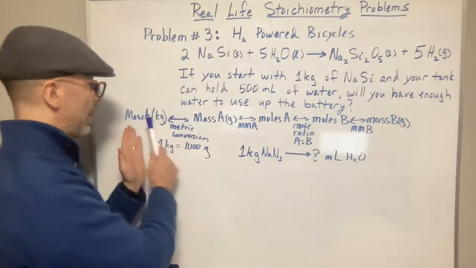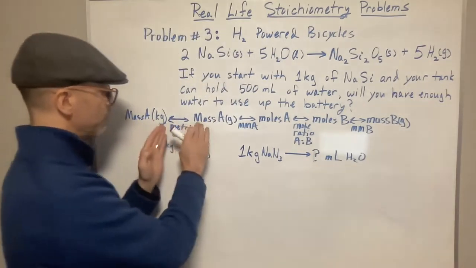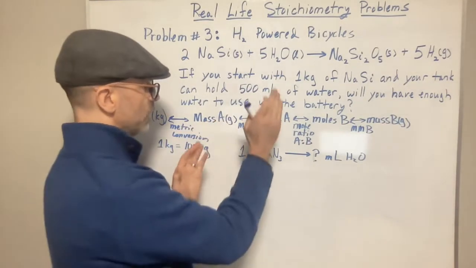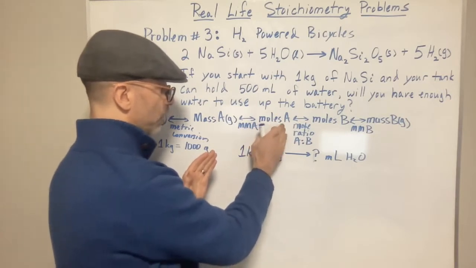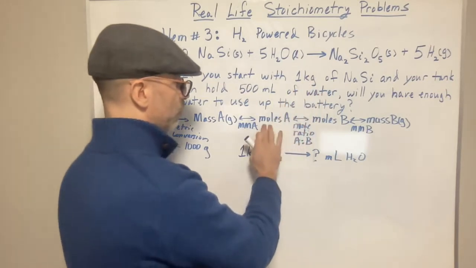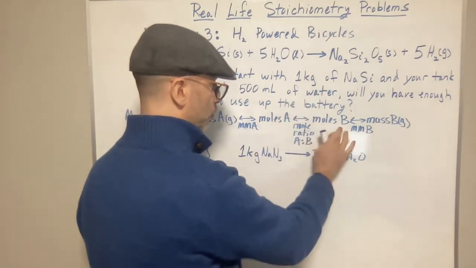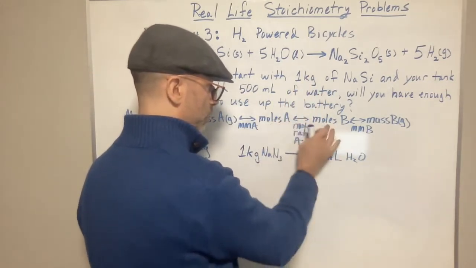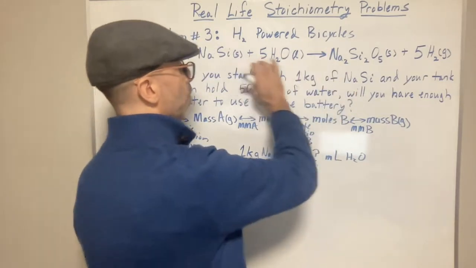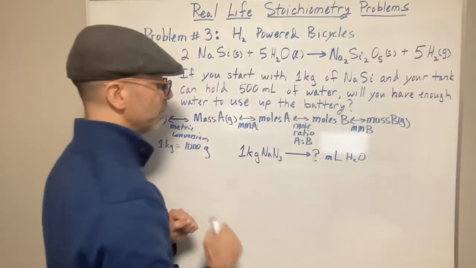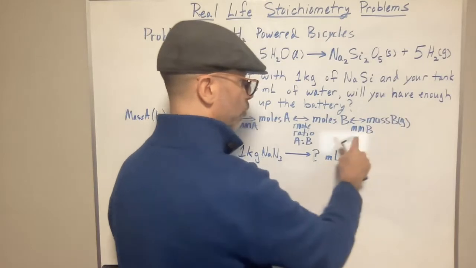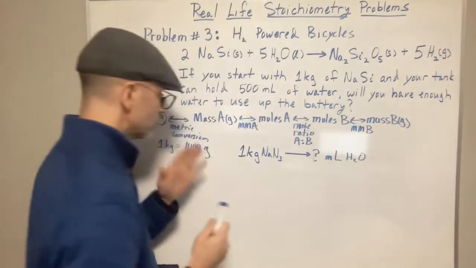As I was saying before, here we have our main highway: mass of A in grams converting to moles of A using the molar mass of A, and then moles of A converted to moles of B using the mole ratio of A to B in our balanced equation. And then we have moles of B to mass of B using the molar mass of B.